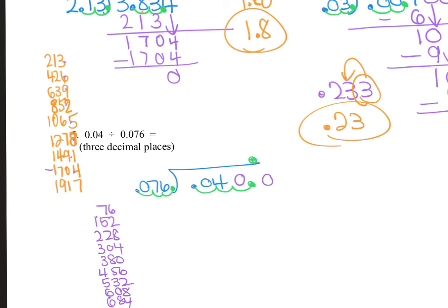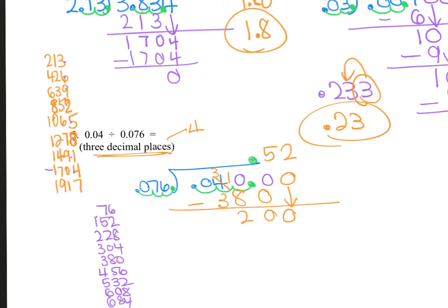So 76 goes into 400 1, 2, 3, 4, 5 times, and I get 380. And I get 0, 2, 20. I bring down another 0 for myself, and 76 goes into 200 twice. And again, we're looking for 3 decimal places, which actually means we need to look at the 4th. So we're going to be working for a while. 76 times 2 gets me 152.